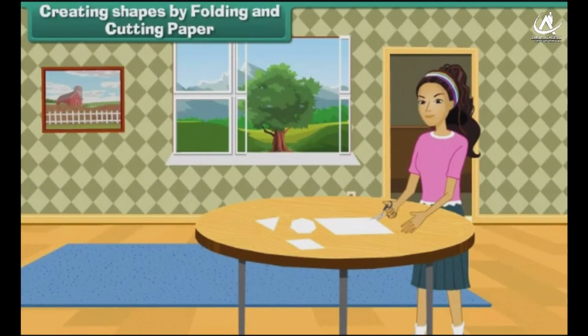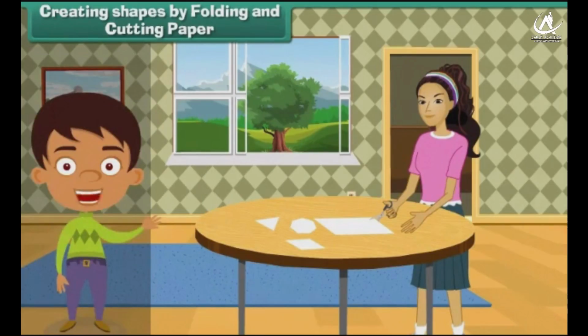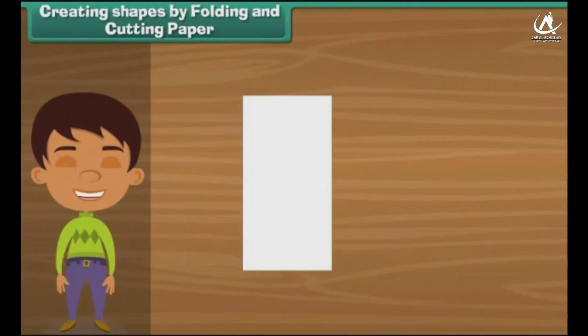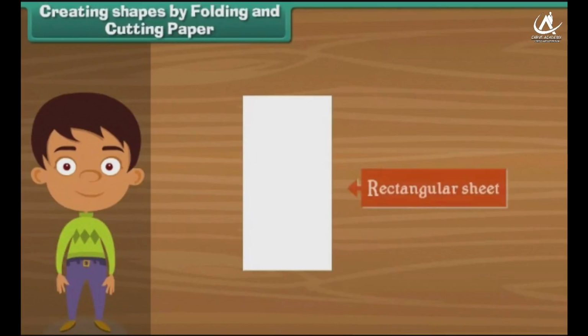Creating shapes by folding and cutting paper. Anu is busy cutting paper. She has cut paper in different shapes. Let us have a closer look at it. Anu takes a sheet of paper. What can you say about the shape of this sheet? Yes, it is rectangular in shape.